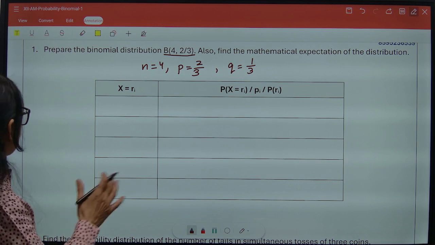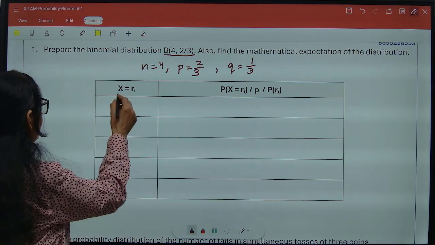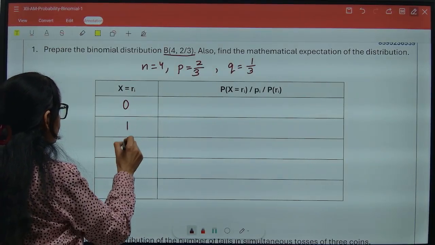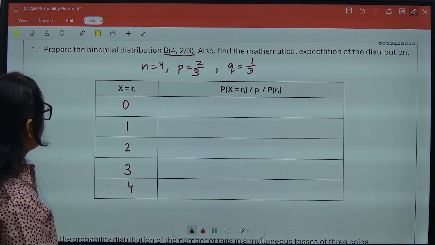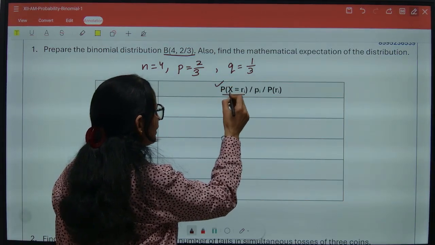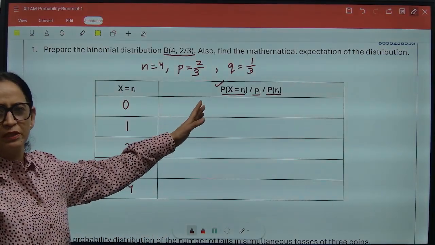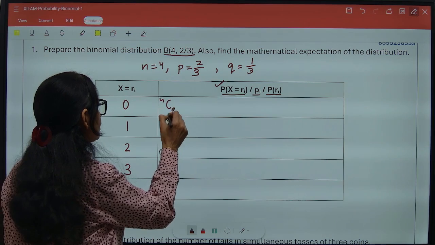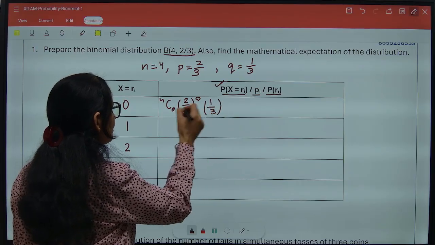Now find the mathematical expectation also after making the distribution table. So what are the values possible for x? It could be 0, 1, 2, 3 and 4 because n is 4, right? Now let's find what is the probability of getting a 0. This is just a notation, you can write it like this also, x is equal to r or pi or probability of ri. Whichever notation you are comfortable with, you can use that. So how do we find this probability? It is going to be 4C0 (2/3) to the power of 0 and (1/3) to the power 4 minus 0, which is 4.